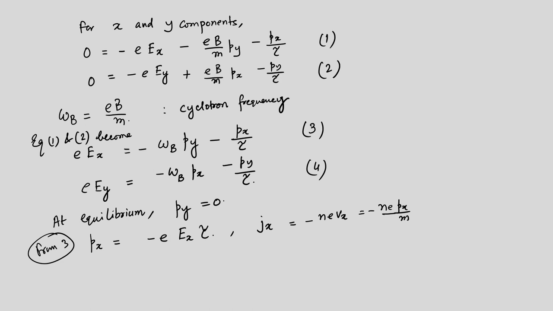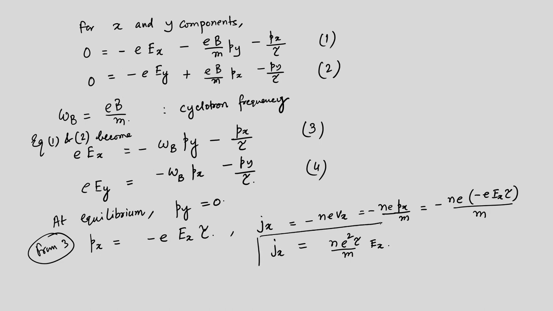And if you substitute that, then it becomes minus Ne, and Px is nothing but minus eEx tau. This capital E is the component of the electric field. So this gives you Jx equal to Ne square tau by M times Ex. This is a comforting equation, because it comes from Drude's theory, or it's a restatement of Ohm's law, which tells you that J, the current density, can be written as sigma into E.